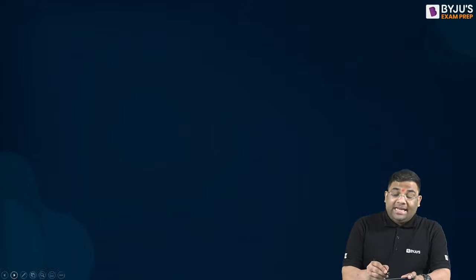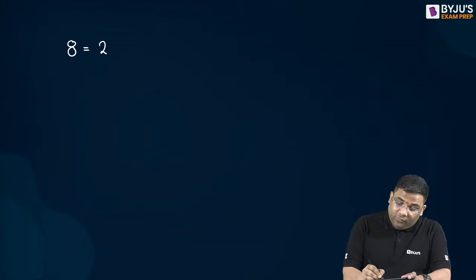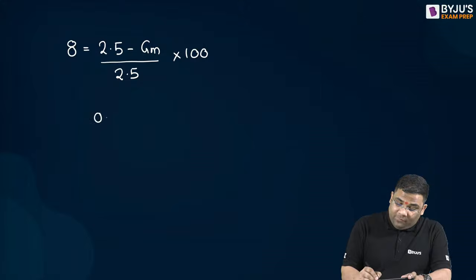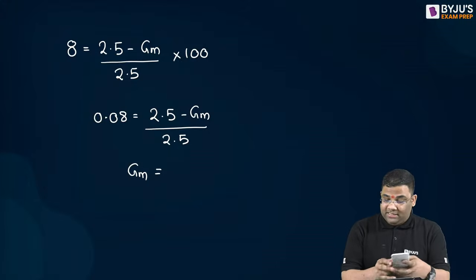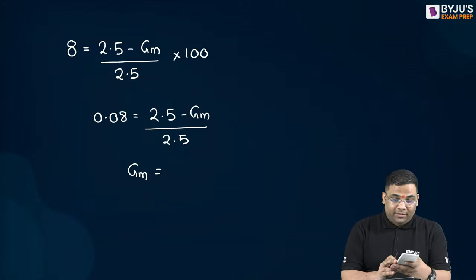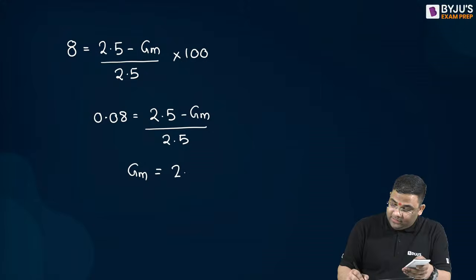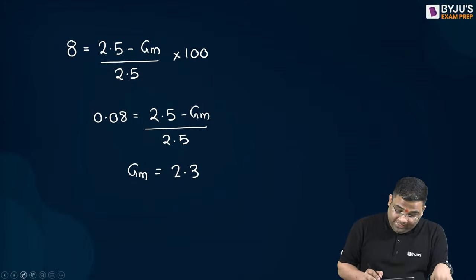Now the percentage air void is 8%. So 8 is equal to 2.5 minus GM divided by G theoretical, that is 2.5, into 100, right? If I divide, I'll get 0.08 is equal to 2.5 minus GM by 2.5. So how much GM are you getting? Find out. I'll find out, since many are sleeping. I'm getting GM as 2.3.